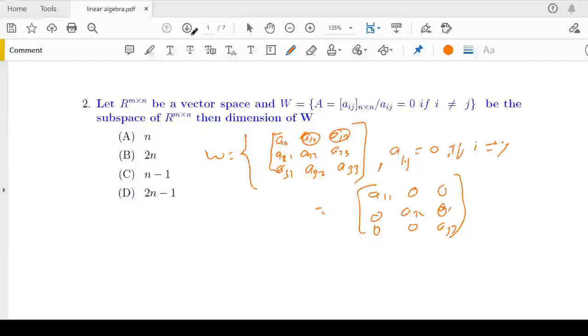Therefore, the dimension of diagonal matrices of order n equals the dimension of W. Now count 1, 2, 3. This is 3 by 3. If 4 by 4, 1, 2, 3, 4. Therefore, the dimension of W is equal to the order of the diagonal matrix. Therefore, option A is the right answer.